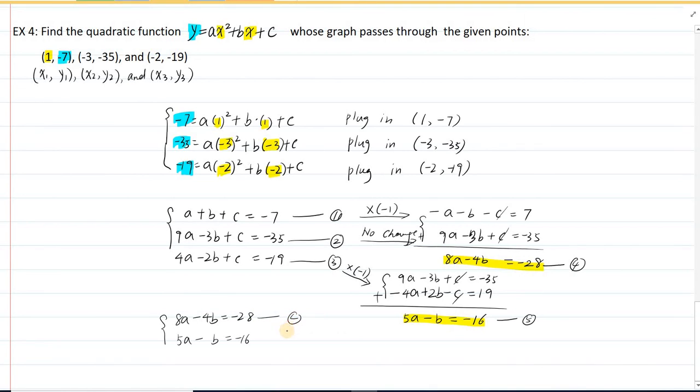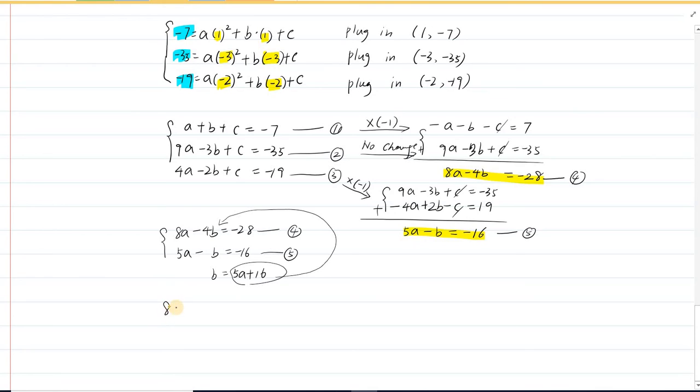There are all different ways to solve this. You could reduce equation 4, divide every single term by 4, reduce a little bit. You can do that, and you can use whatever method you want to use. That really doesn't matter. So I'm going to rewrite equation 5 as b equal to 5a plus 16. Then I'm going to do a substitution. So I'm going to have 8a minus 4 times (5a plus 16) equals -28.